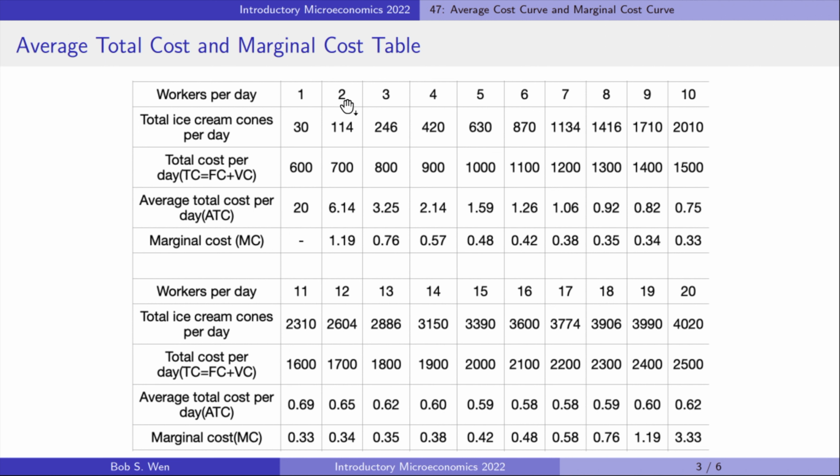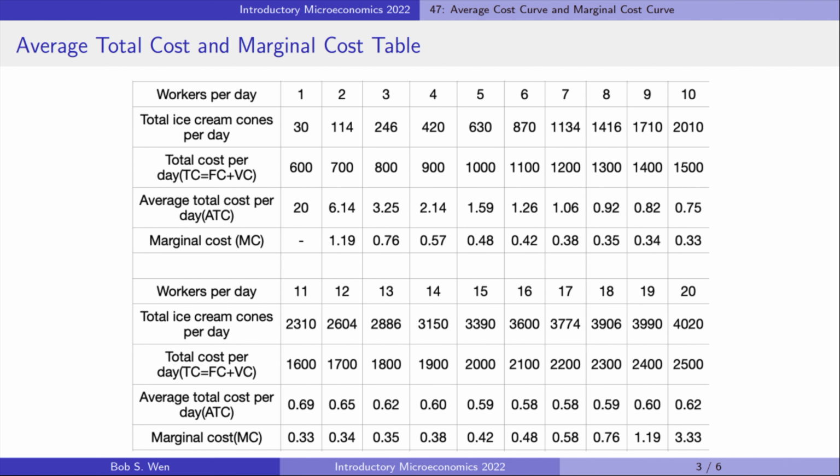As the firm employs one more worker, from 1 worker to 2 workers, the firm can produce 114 ice cream cones. The total cost is $700. So the average total cost is 700 divided by 114, which is $6.14 per ice cream cone.